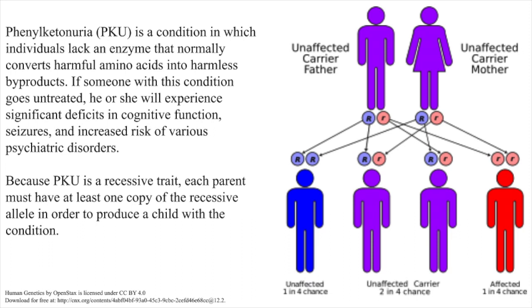Sickle cell anemia is just one of many genetic disorders caused by the pairing of two recessive genes. For example, phenylketonuria, PKU, is a condition in which individuals lack an enzyme that normally converts harmful amino acids into harmless byproducts. If someone with this condition goes untreated, he or she will experience significant deficits in cognitive function, seizures, and increased risk of various psychiatric disorders. Because PKU is a recessive trait, each parent must have at least one copy of the recessive allele in order to produce a child with the condition.